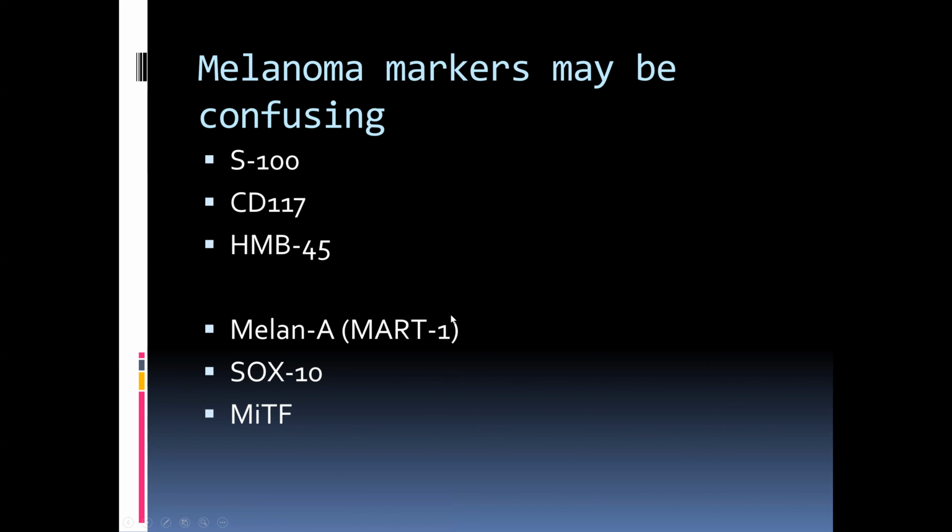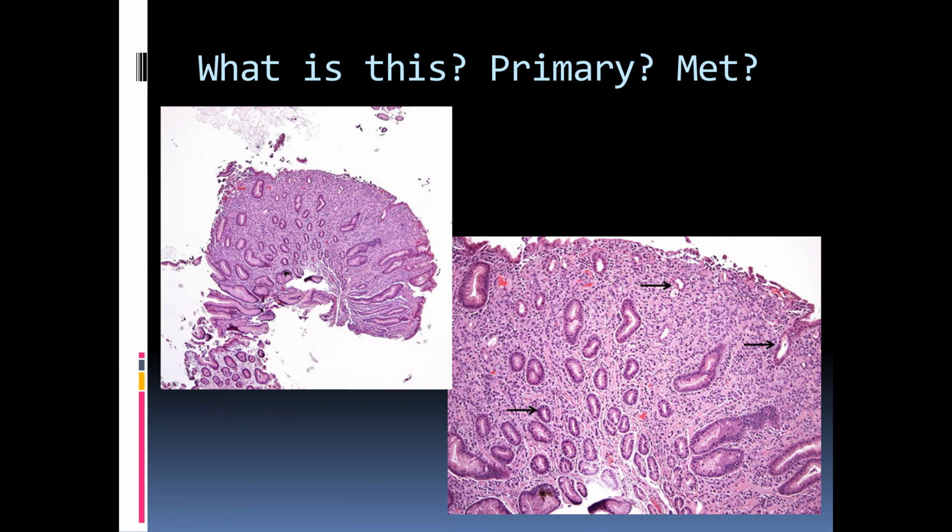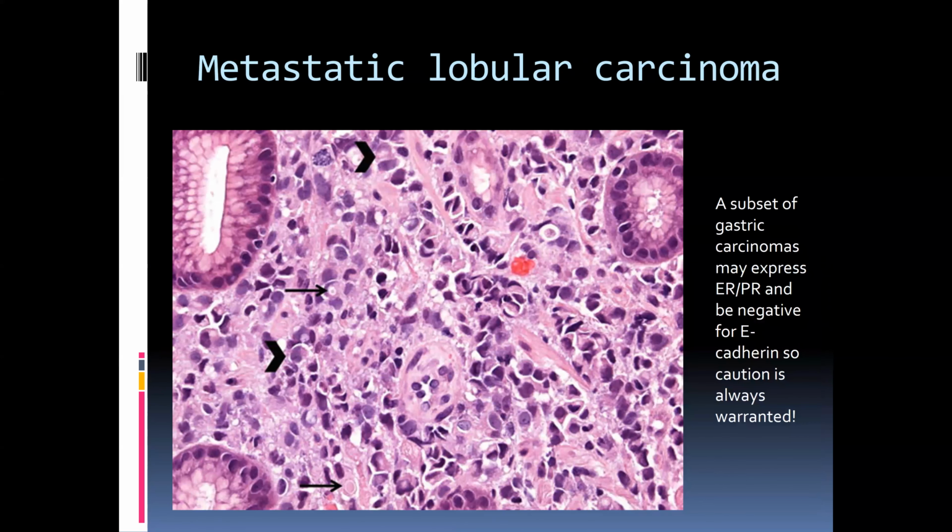So here's the test case. Is this a primary lesion or a metastasis? Okay, show of hands. How many think it's a metastasis? Philip, you'll have to report. Let's see. Any hands up? Two people think it's a metastasis. Okay, well those two get red stars because this is metastatic lobular carcinoma.